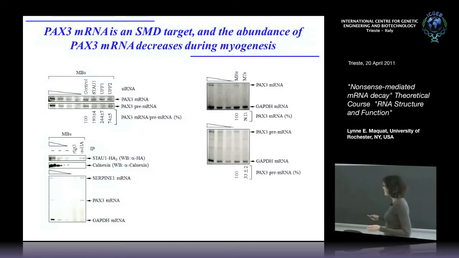And then in comparing myoblasts to myotubes and the level of PAX3 mRNA relative to PAX3 pre-mRNA, using GAPDH in each case, while the level of pre-mRNA goes down during myogenesis, the level of mRNA goes down even more, so we can't even detect it. So yes, PAX3 gene transcription is downregulated during myogenesis, and PAX3 mRNA decay is augmented: coordinate transcription and mRNA decay.